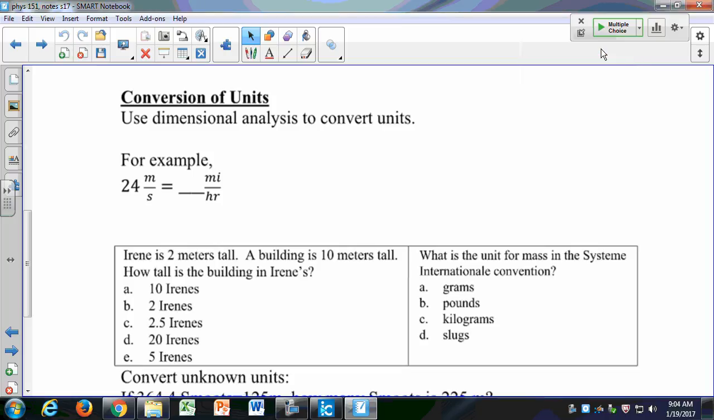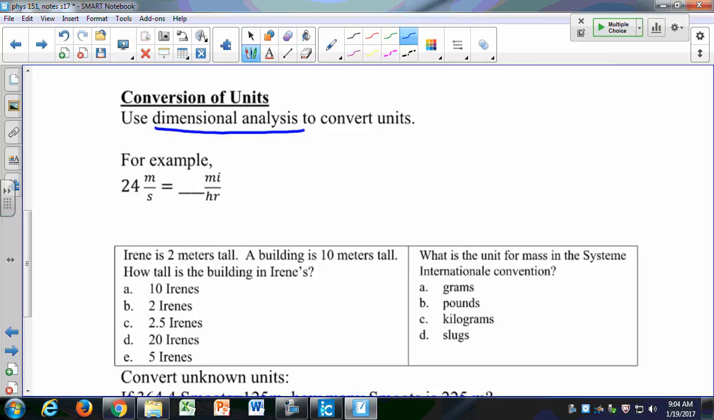Going to continue today with conversion of units, and we'll wrap up this chapter 0, I'm calling it, and move on into chapter 1 where we get into motion and balance. But I have a couple more things, just conversion of units. This is really just an application of dimensional analysis.